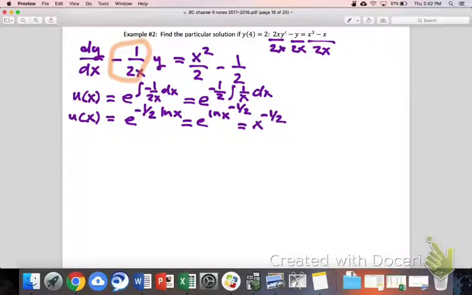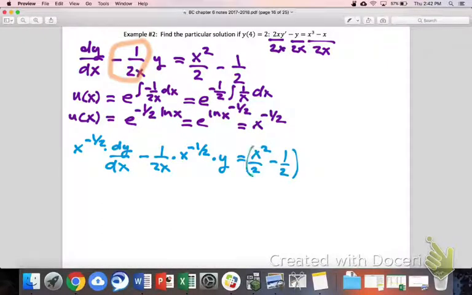Okay, so I'm going to write this now with that integrating factor in there. So it's going to be x to the negative 1/2 times dy dx minus 1 over 2x times x to the negative 1/2 times y equals, maybe I'll just write it as x squared over 2 minus 1/2 times x to the negative 1/2. Is that okay? Yeah. The right side is just a distributive property, so I'd say the right side is x to the 3/2 divided by 2 minus x to the negative 1/2 divided by 2.